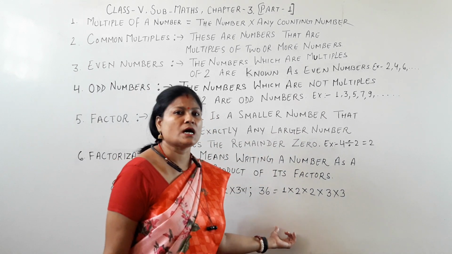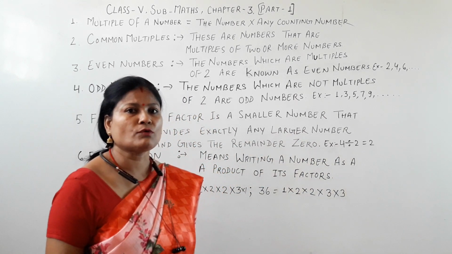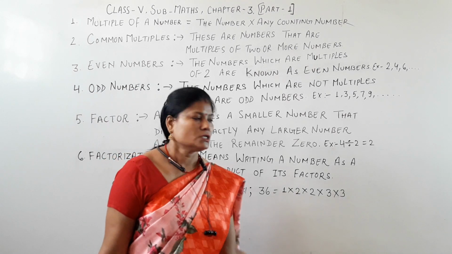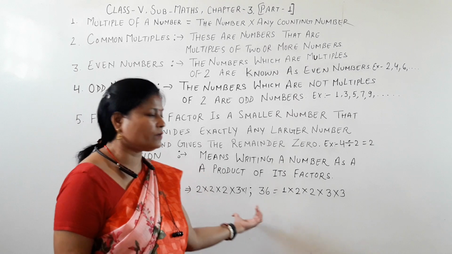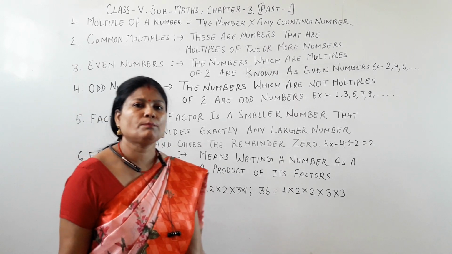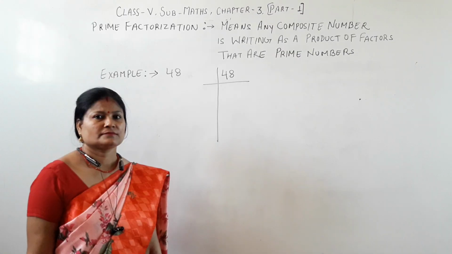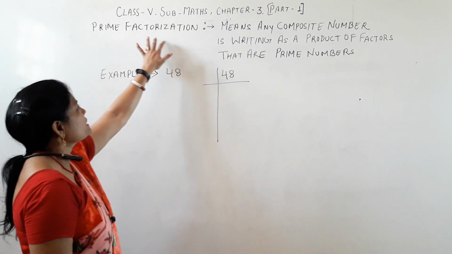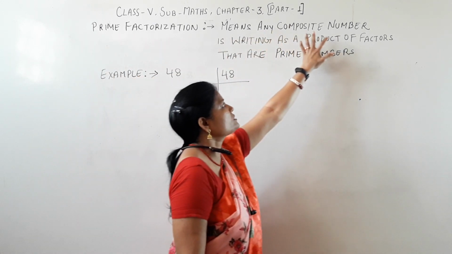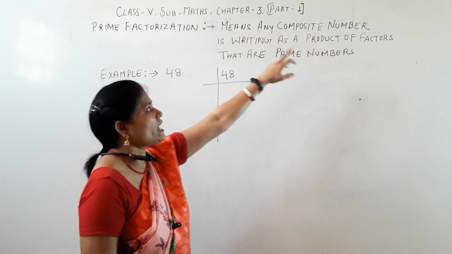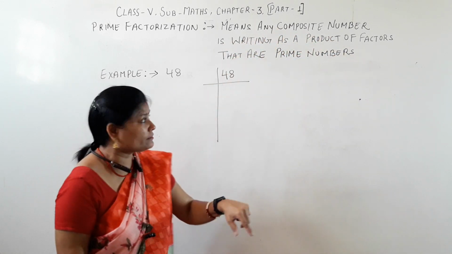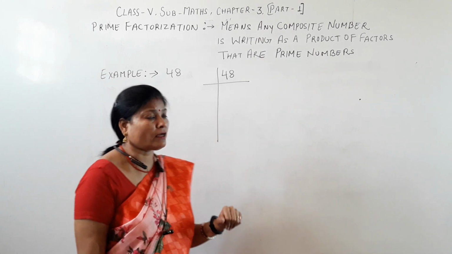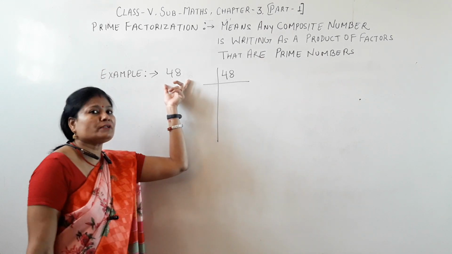Many methods of factorization are done. We have already done prime factorization in 4th standard. Okay children, so I'll show one factorization. This is called the prime factorization. Yes children, prime factorization. Prime factorization means any composite number is written as a product of its factors that are prime numbers. For example, let us take 48.